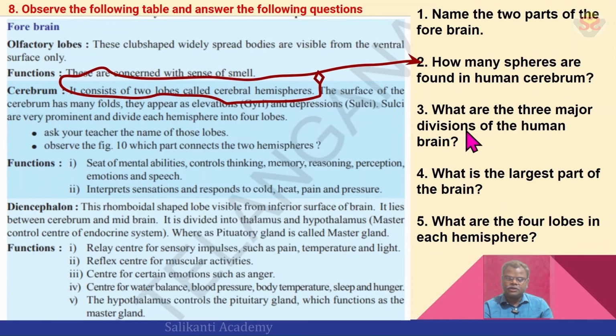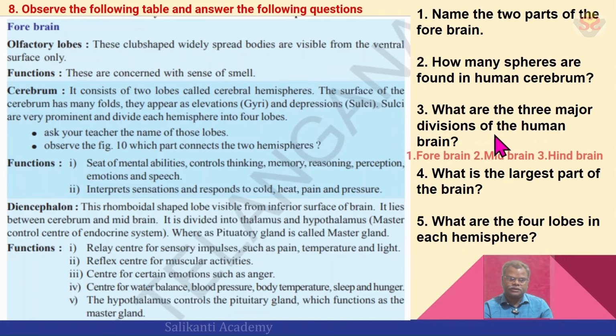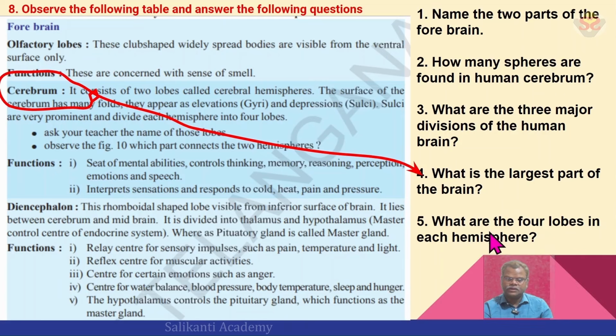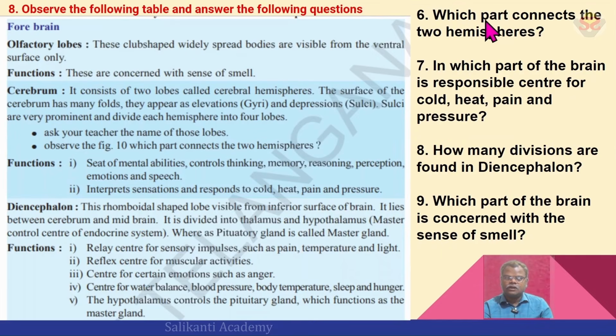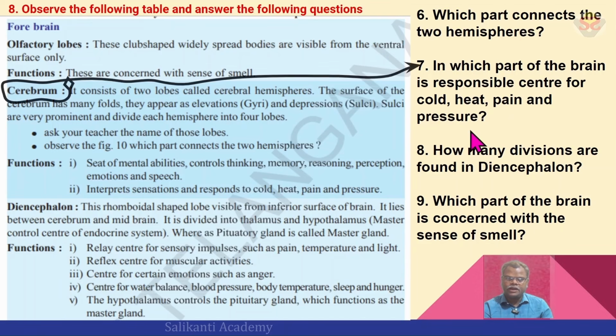What are the three major divisions of the human brain? One forebrain, two midbrain, three hindbrain. What is the largest part of the brain? Cerebrum. What are the four lobes in each hemisphere? Frontal lobe, parietal lobe, temporal lobe, occipital lobe. Which part connects the two hemispheres? Corpus callosum. In which part of the brain is the center for cold, heat, pain, and pressure?